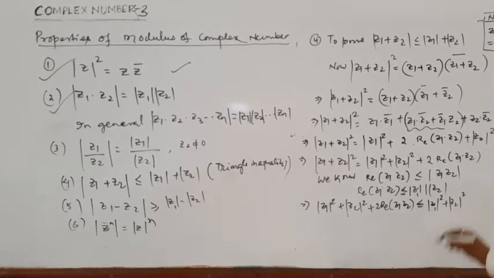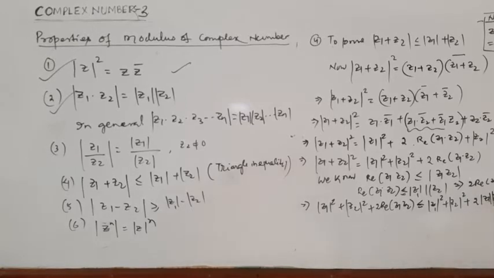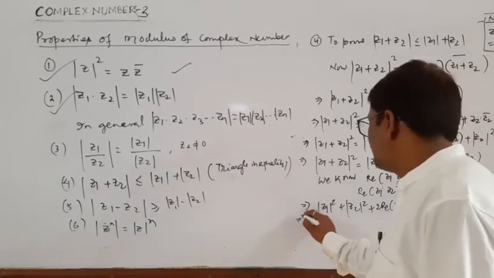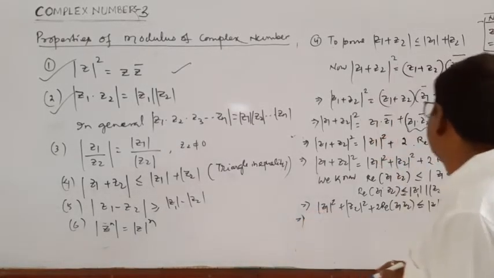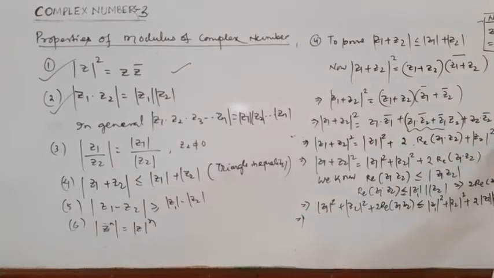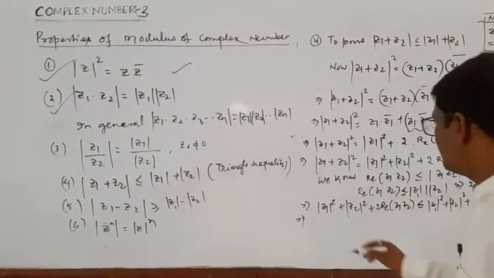Multiply both sides by 2 also here. So this is 2 real part of Z1 Z2 is less than or equal to 2 into mod of Z1 into mod of Z2. Now this is equal to what? Suppose this is equation 1.